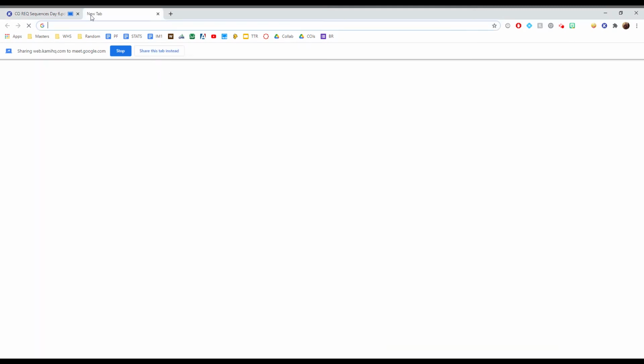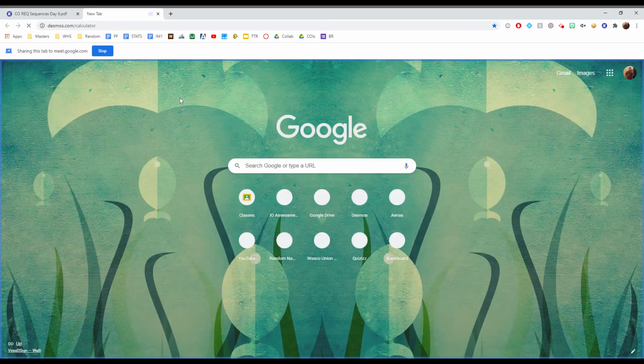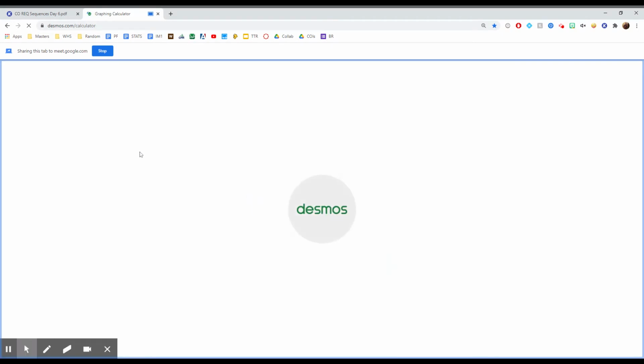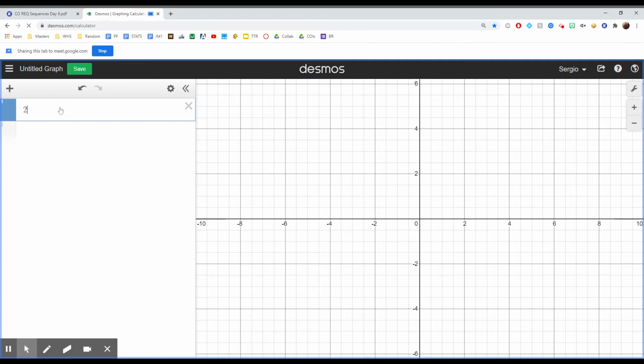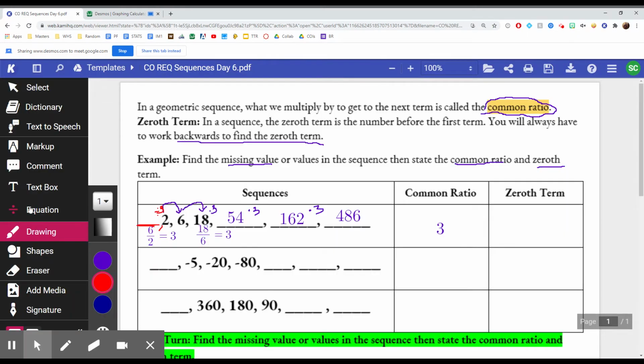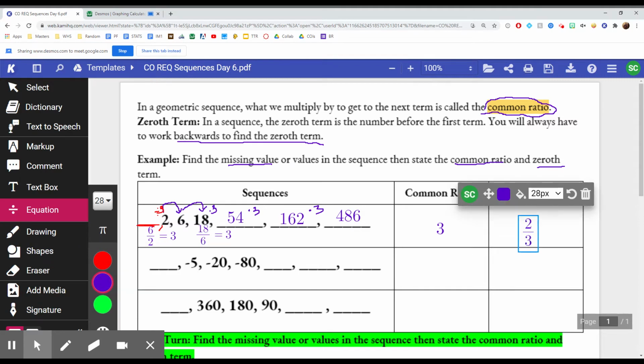For this, I'm going to go to decimal so that I can show you. I have 2 divided by 3, which gives me 0.666666667. But I don't want that. I'm going to put it as a fraction, so I click on this little button, and that gives me 2/3. I'm going to go back to my worksheet and type that here. So my zeroth term is 2/3, 2 divided by 3.